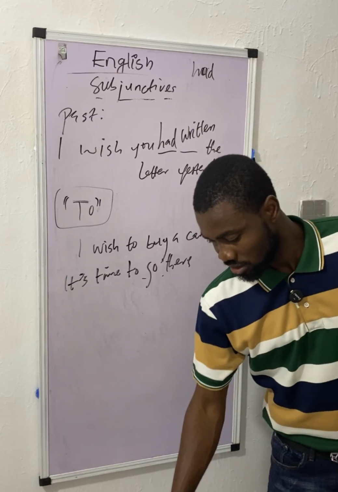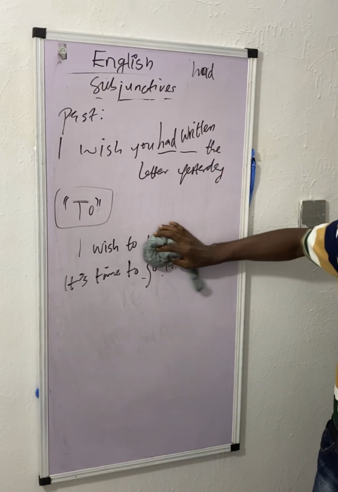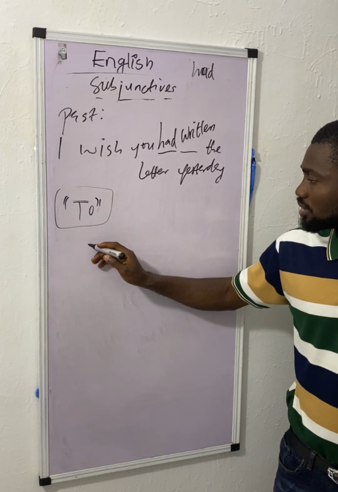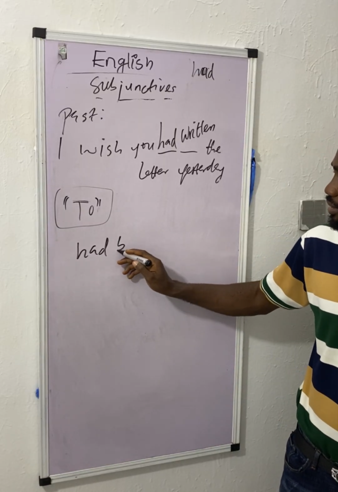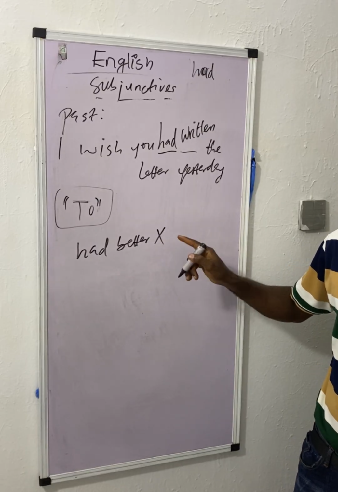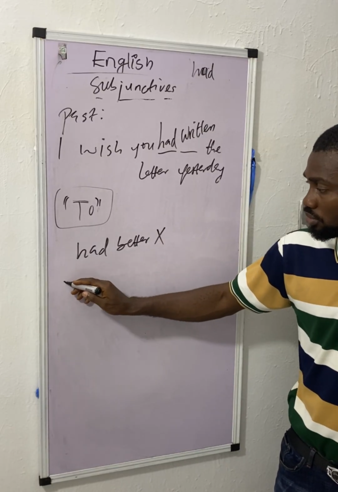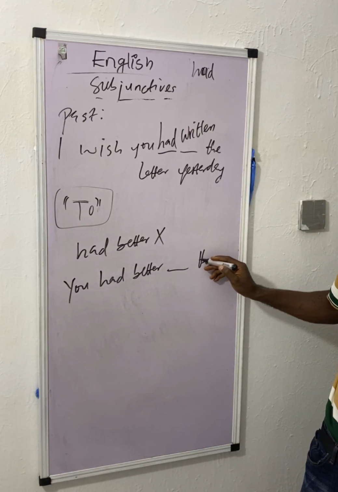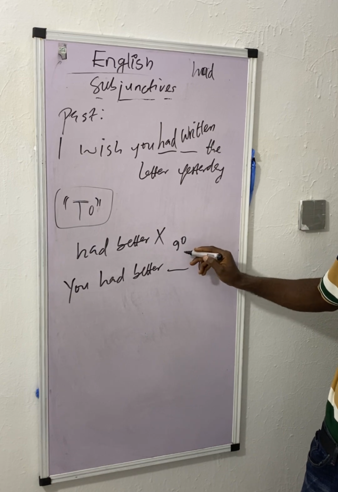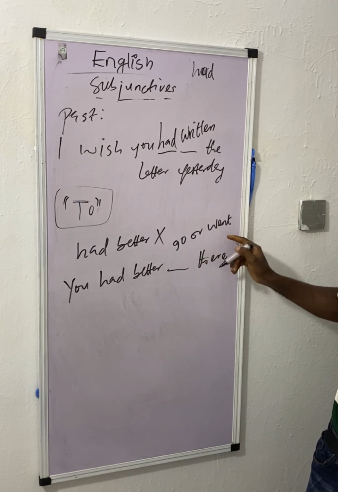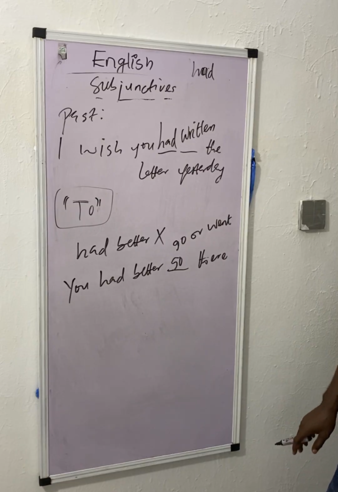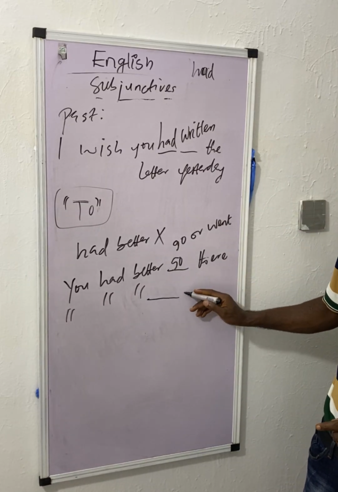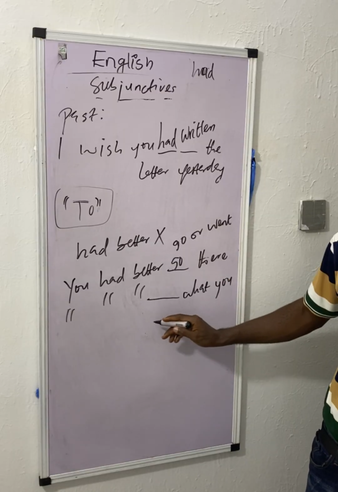And also, "had better" is not a subjunctive and should not take past tense. For example, you had better dash there. Should it be go or went? The answer is obviously go. You had better go there. Or, you had better dash what you were told.